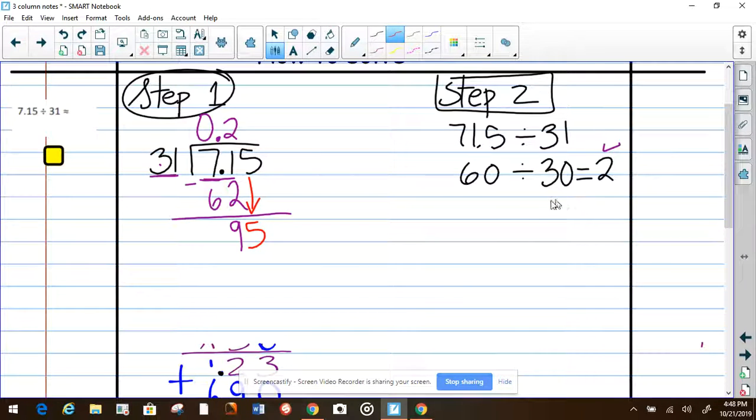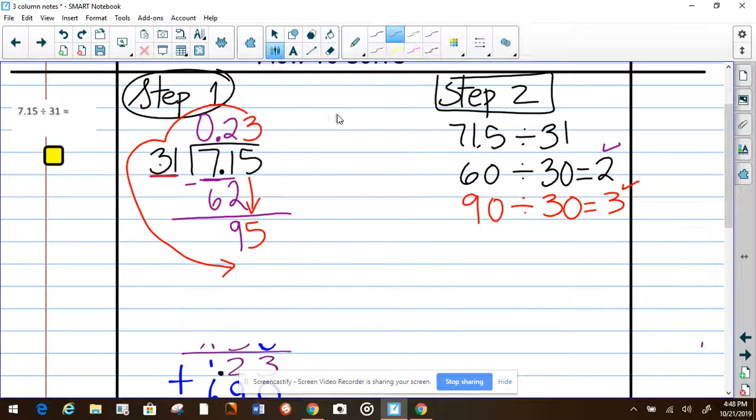We're going to go back to our estimation here. So let's get a number that can be divided by 30. The next number is 90, and 90 divided by 30 is 3 times. So this should be our answer. So 31 goes into 95 3 times. Now we're going to multiply 3 times 31 to get the answer to subtract from 95. So we're going to multiply it right next to it.